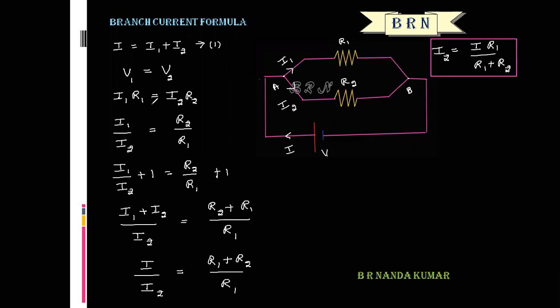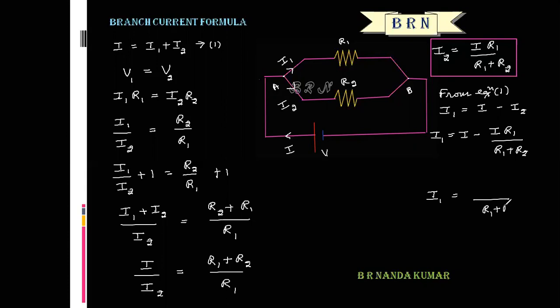So what is the value of I1? From equation 1, I1 is I minus I2. So I1 is equal to I minus I R1 divided by R1 plus R2. So I1 is equal to, what is the LCM here? LCM is R1 plus R2, right?